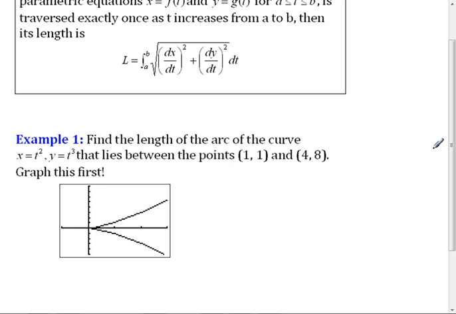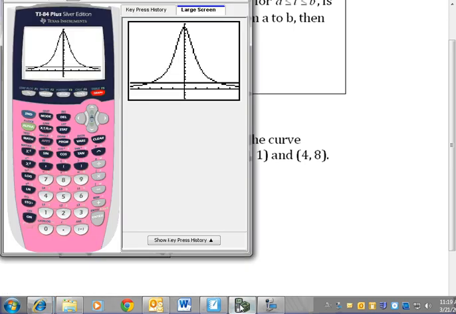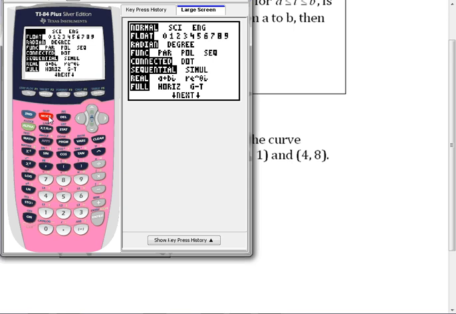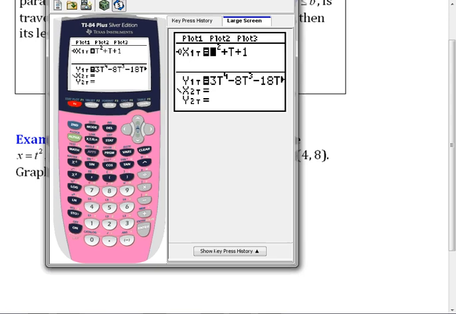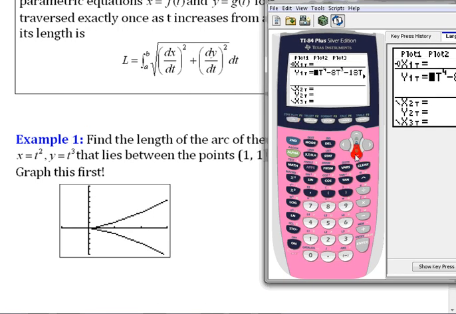I want the length of this arc between 1, 1 and 4, 8, and I said graph this first. I'd rather get a new graph, because I don't have any motion here. The CAST doesn't have any motion to it, unfortunately. That's the thing I don't like about it. So we're going to change to parametric mode. Remember how to do that? There are programs called TNS files. Okay, I want to clear that out and clear this one out.